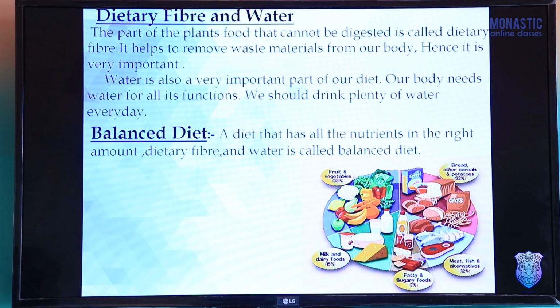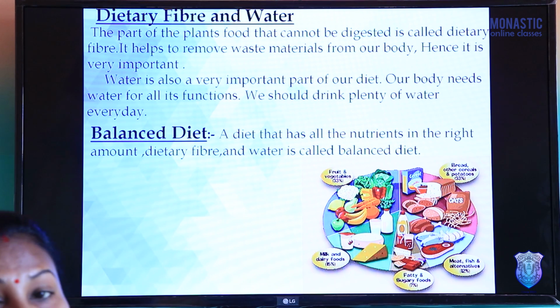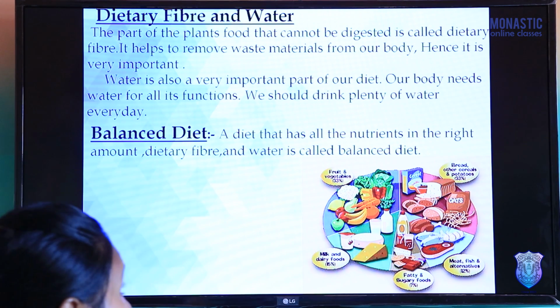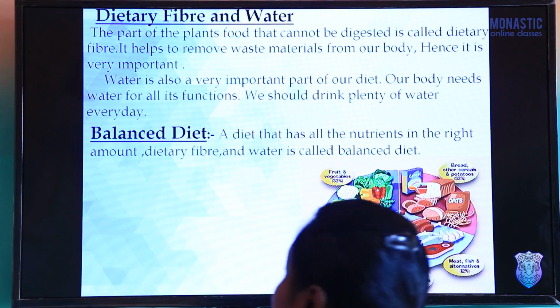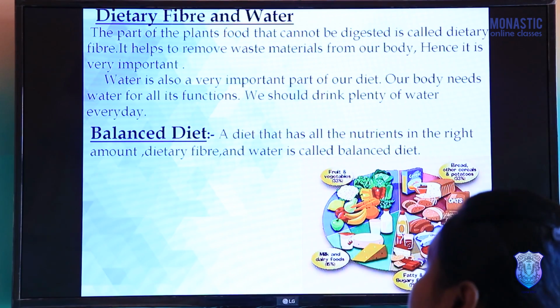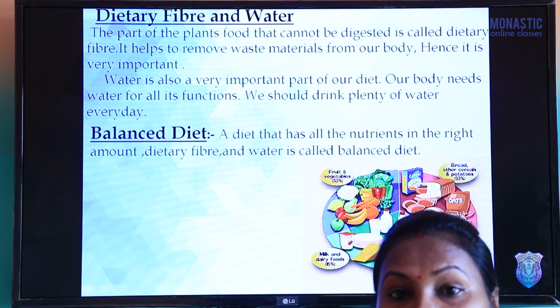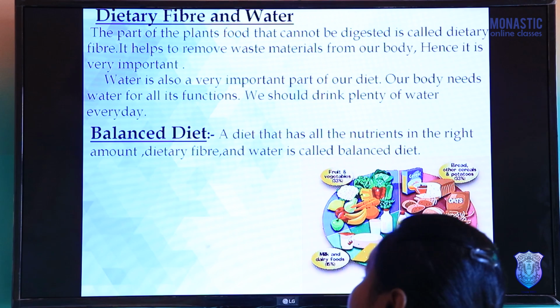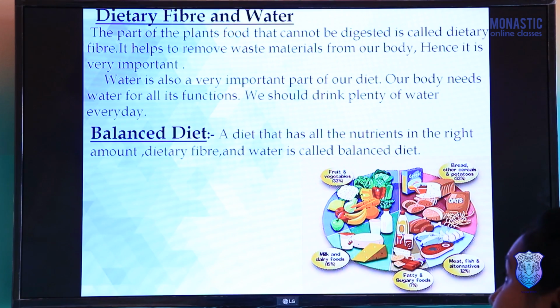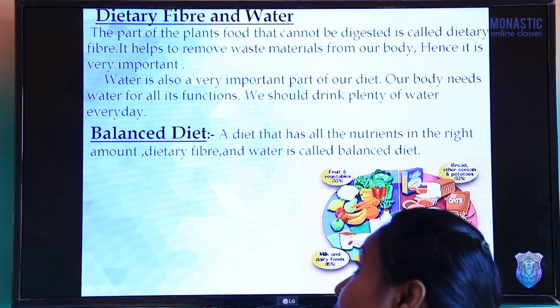Dietary fibers and water. The part of the plant's food that cannot be digested by our body is called dietary fiber. It helps to remove waste materials from our body. Hence it is very important.